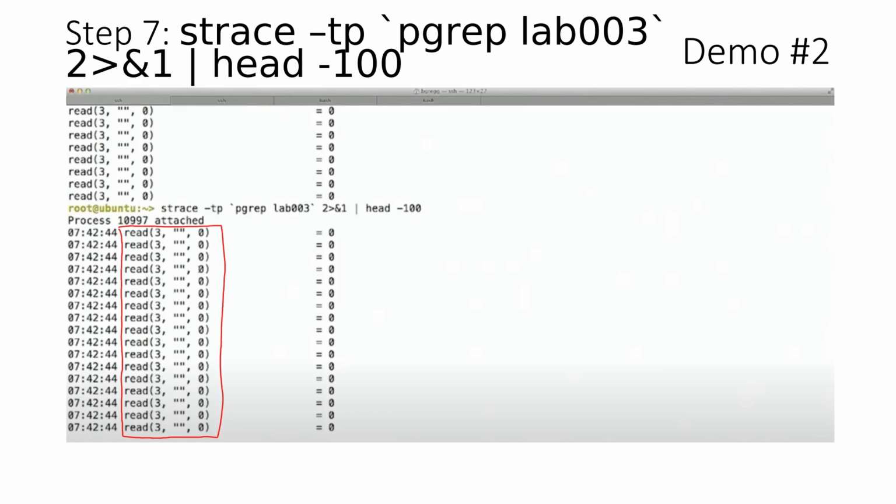We also used a -t flag to add timestamps. We can see from the output that a system call of read is being called on file descriptor 3. However, it is only requesting 0 bytes each time. We have now found the problem. The application is running in a never-ending loop while trying to read a file.